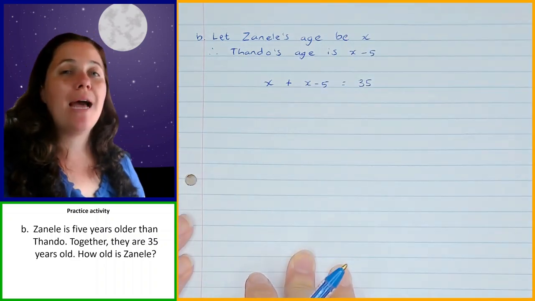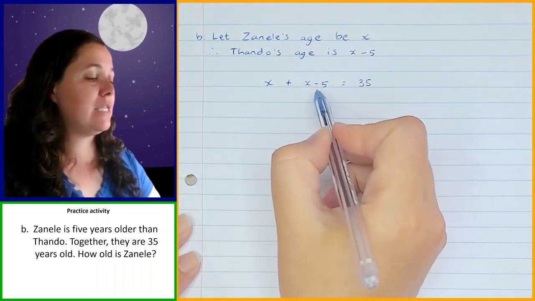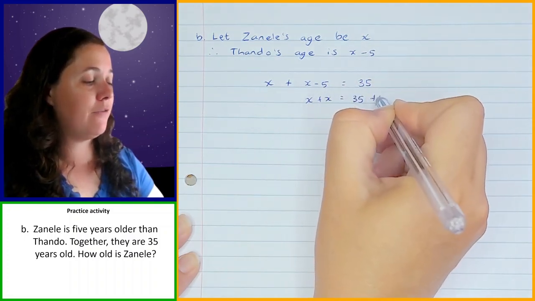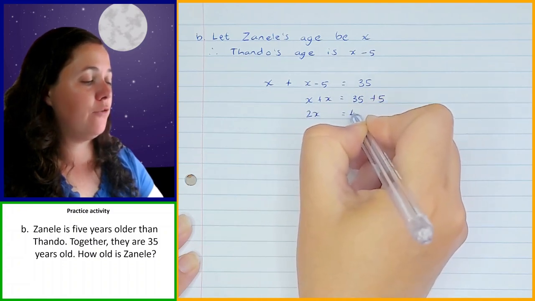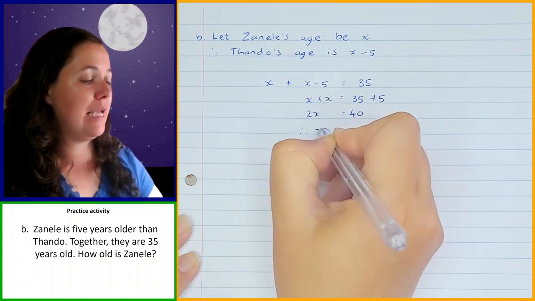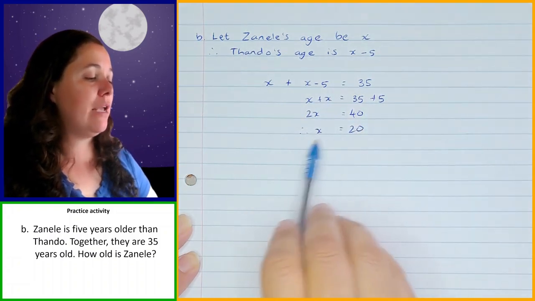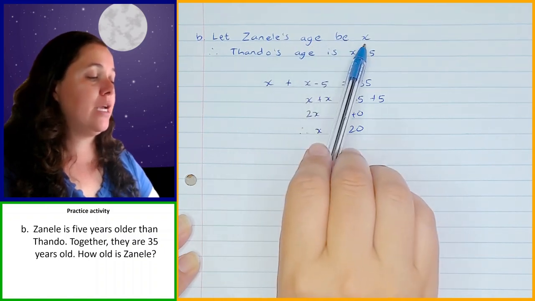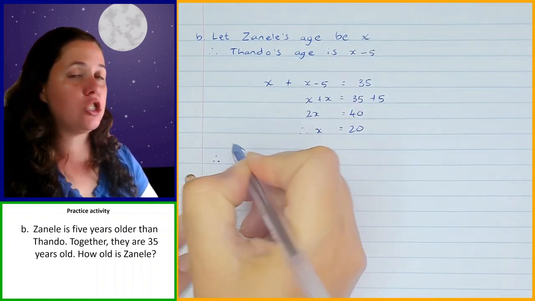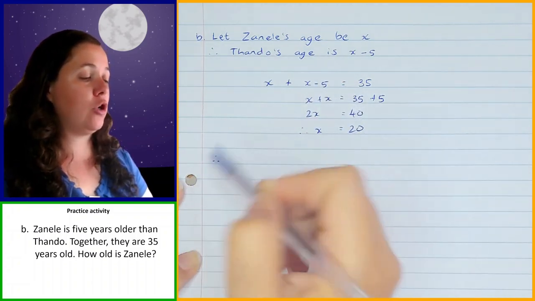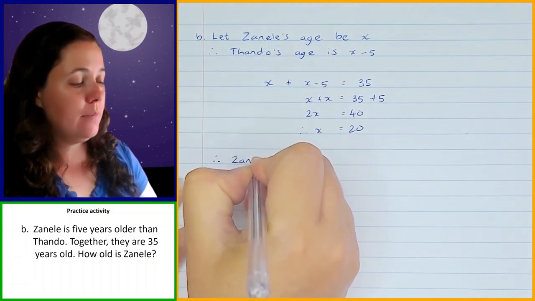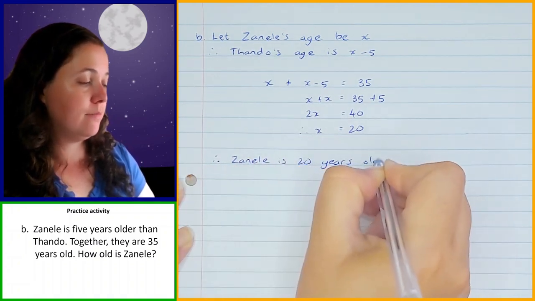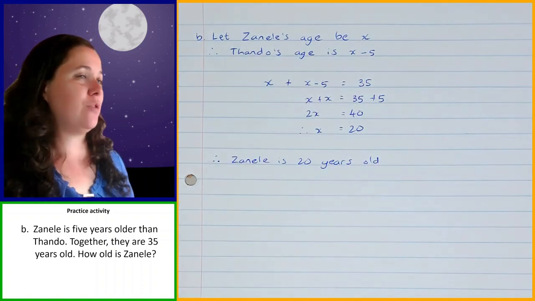Okay, so now we can solve our equation. I'm going to get rid of the minus 5 here, take it across, I have X plus X equals 35 plus 5. That gives me 2X equals 40. If I divide both sides by 2, I get X equals 20. So now, if X is 20, that means that Zanele must be 20 years old because I said her age is X. So now I can answer the question and say, therefore, Zanele is 20 years old. Okay, so that's what you should have got for question B.